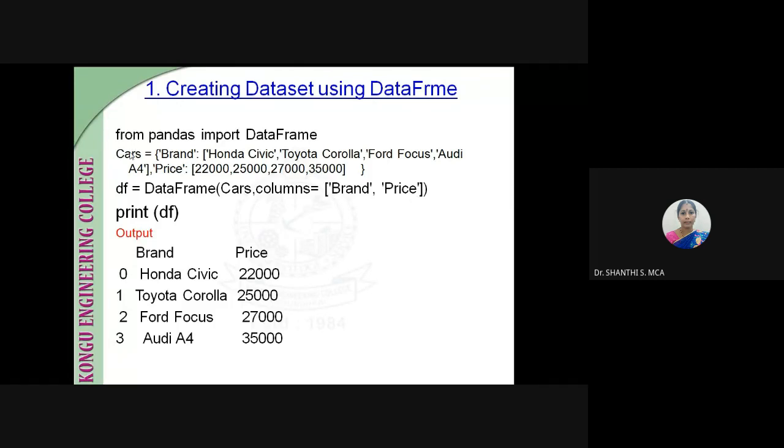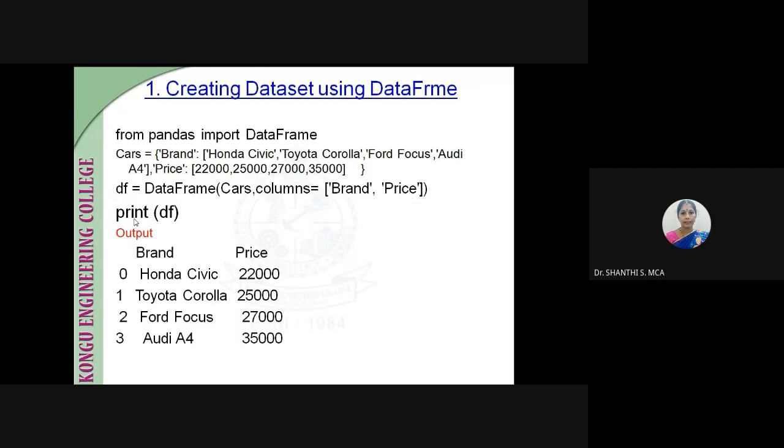Inside the car, I am having two key values. One is brand, another one is price. I want to make this brand and price as columns for my data frame. So what I am doing here is creating a data frame. I am converting this dictionary into a data frame. That's all. DataFrame of car, comma, columns. So I want to have two columns, one is brand, another one is price.